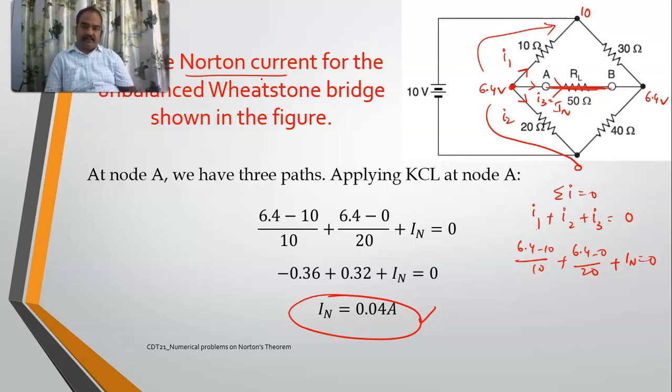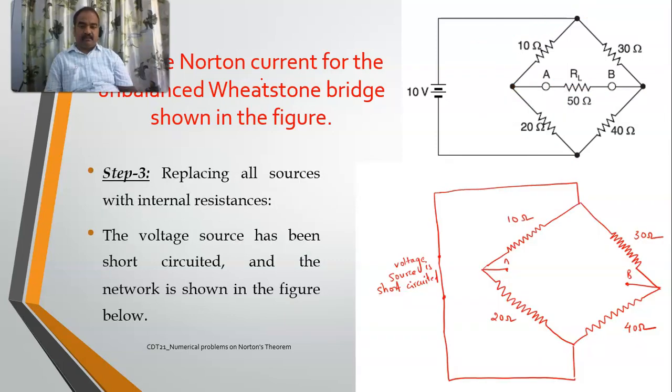But if you want to determine the Norton's resistance or the Thevenin's resistance also, in step number 3, I must replace this resistance and I must open circuit this one. See here, I have open circuited this one. And the sources are to be replaced. There is one source here and it is to be short circuited, right? So the voltage is to be short circuited and this is the network. See here, the voltage has been short circuited. The remaining resistances are kept in their positions. This is A and B.